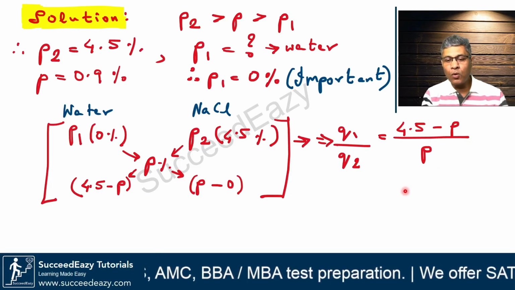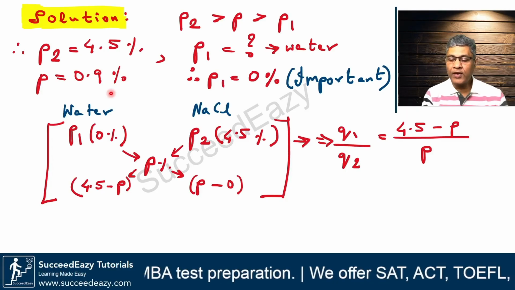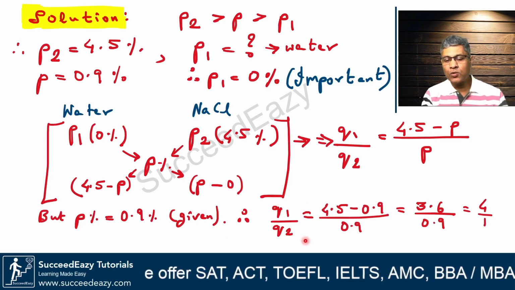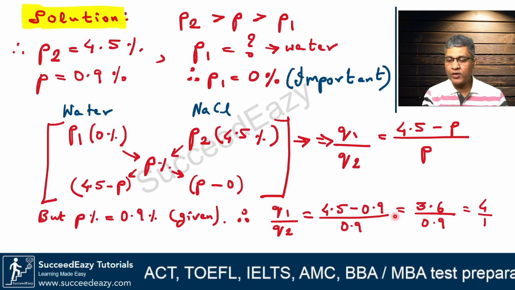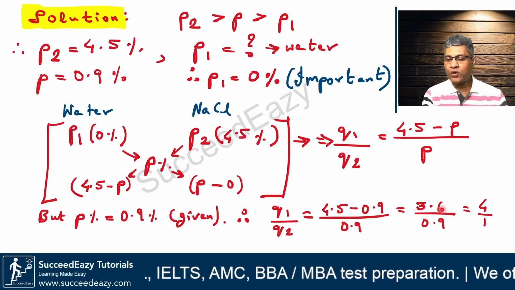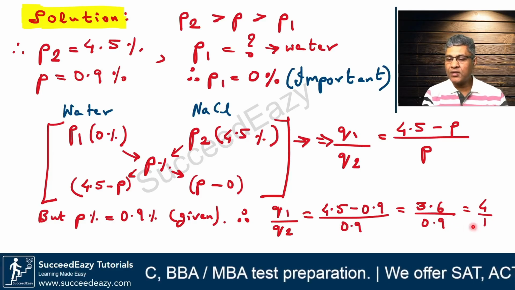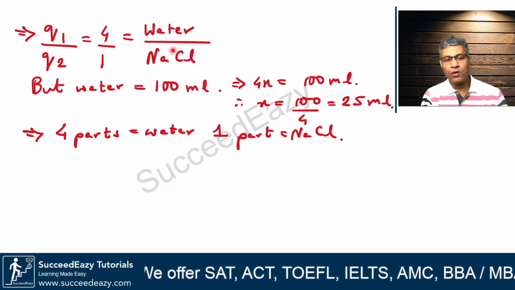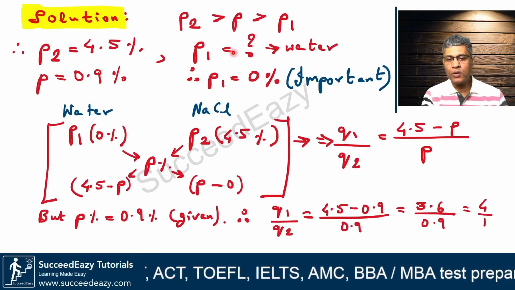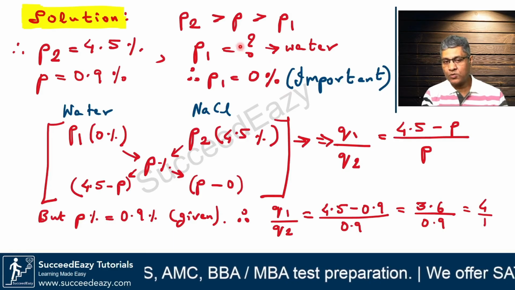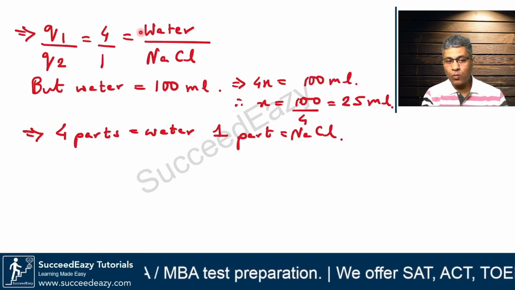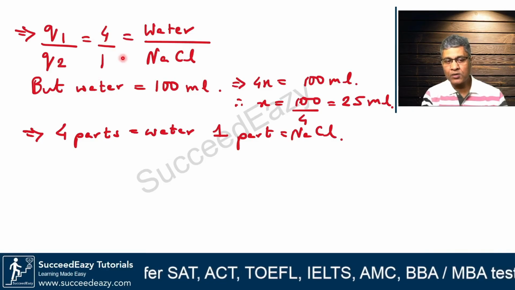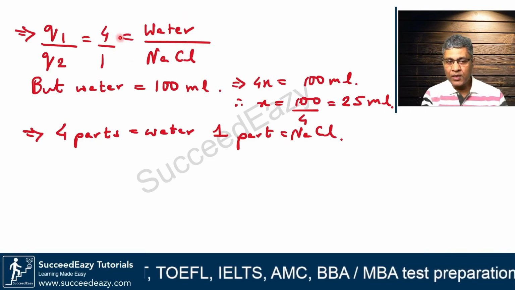Now we know the value of P, that is 0.9%. Just substitute that. So what we get is Q1 upon Q2 is 4.5 minus 0.9 divided by 0.9. That is 3.6 divided by 0.9. That is 4 over 1. So Q1 upon Q2 is 4 over 1. Q1 we took as water. You remember? Here P1 is 0%. This was water. So Q1 is water. So we got Q1 is 4 parts, Q2 is 1 part. So that is water over NaCl is 4 over 1.